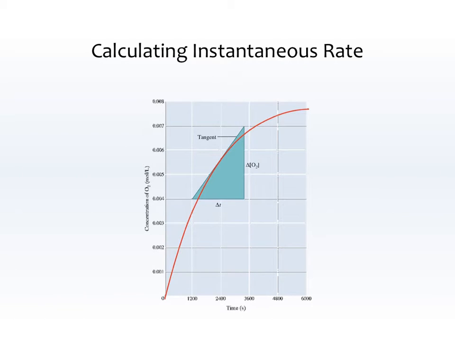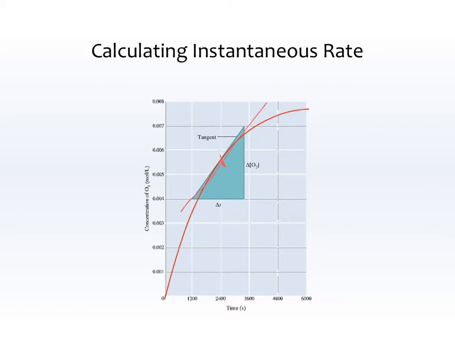But what if I wanted to find the rate at a particular time, the instantaneous rate? So, for example, in this graph, I want to find what the rate of the reaction is at this particular time, looks like 2400 seconds. Well, you can't take a rise over run if you've only got one particular spot, because there's nothing to subtract from. So in that case, we're going to draw a tangent line to the graph at that point. So at this point, we need a tangent line.